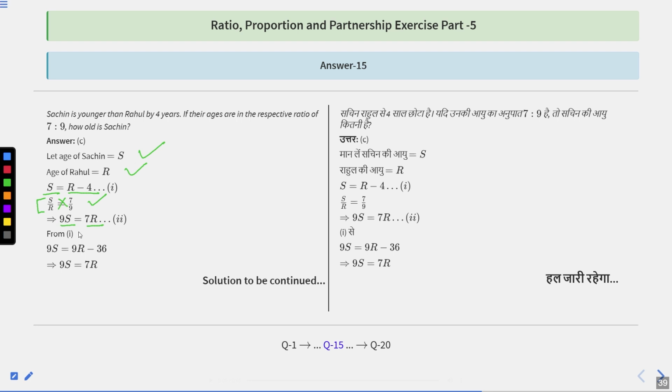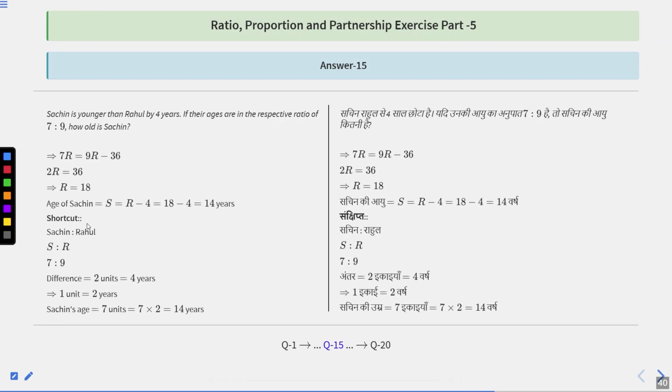From equation 1, if we multiply by 9, what do we get? We get 9S equals 9R minus 36. Clear? We know from equation two that 9S equals 7R. So we use this value in the first equation. Now we get 7R equals 9R minus 36. When we calculate it, we get R equals 18.